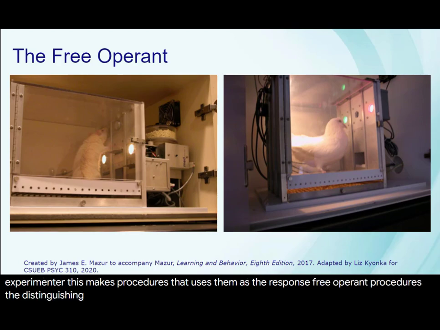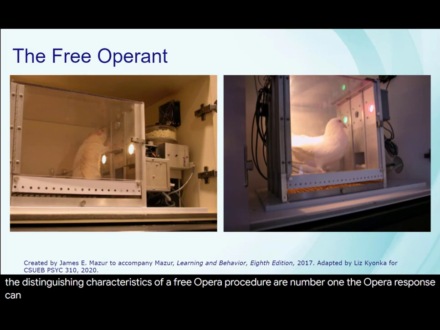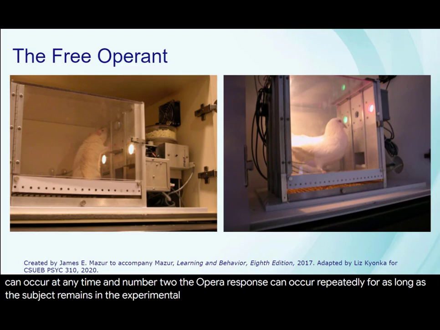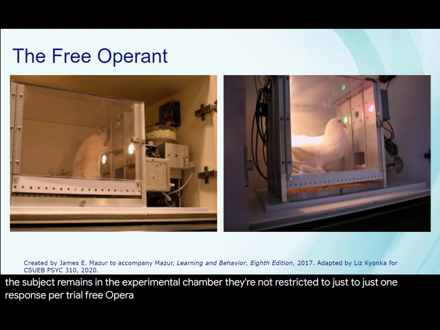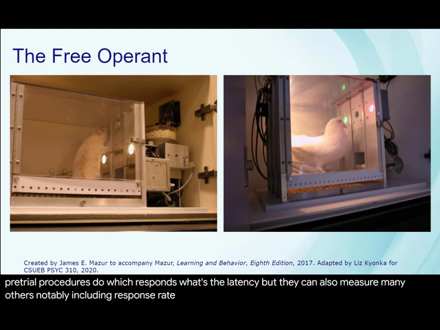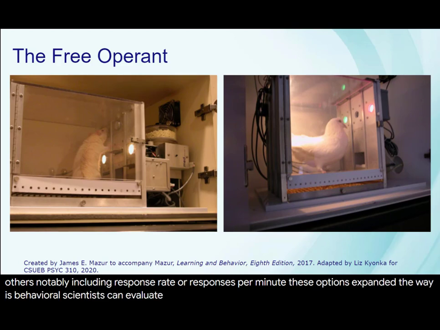The distinguishing characteristics of a free operant procedure are, number 1, the operant response can occur at any time, and number 2, the operant response can occur repeatedly for as long as the subject remains in the experimental chamber. They're not restricted to just one response per trial. Free operant procedures can measure all the same things that discrete trial procedures do, which response, what's the latency, but they can also measure many others, notably including response rate or responses per minute. These options expanded the ways behavioral scientists can evaluate behavior and the questions that we're able to ask enormously.